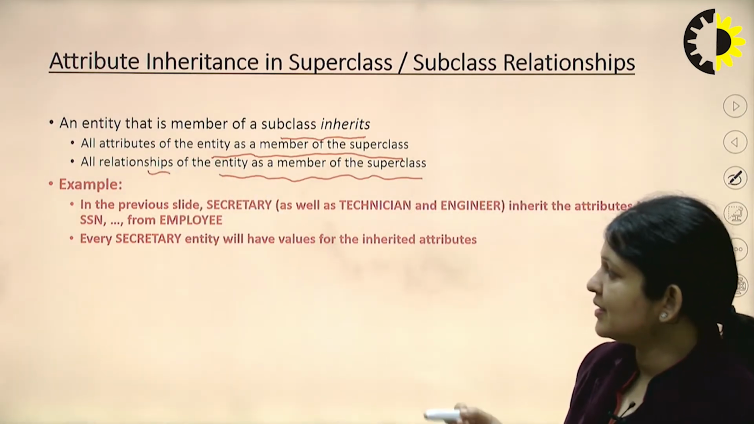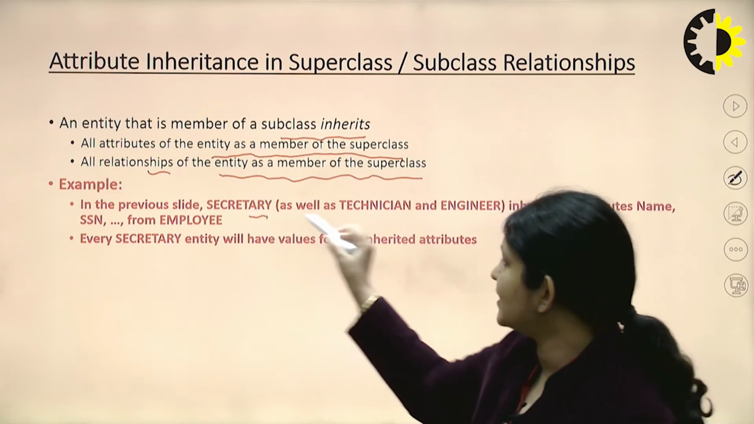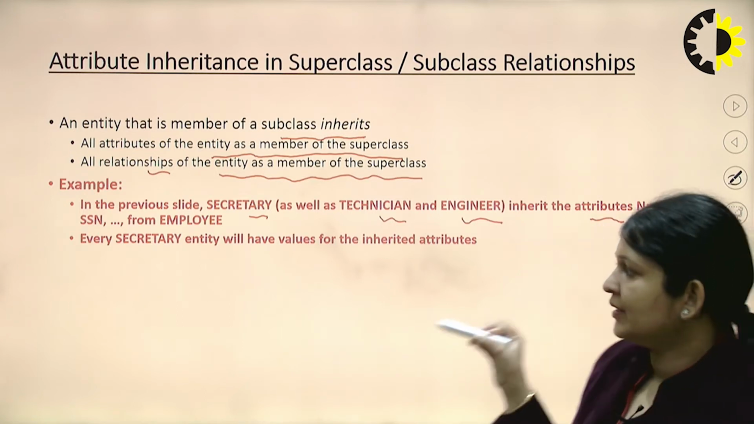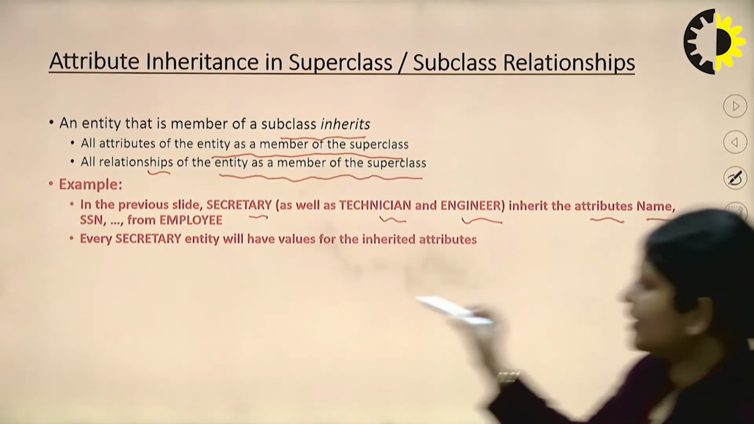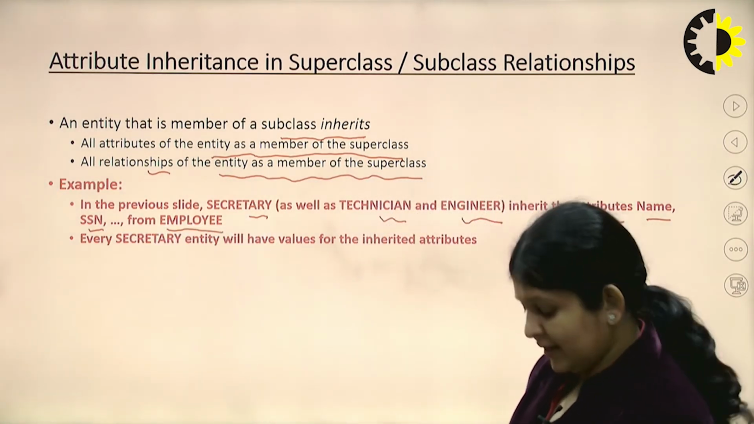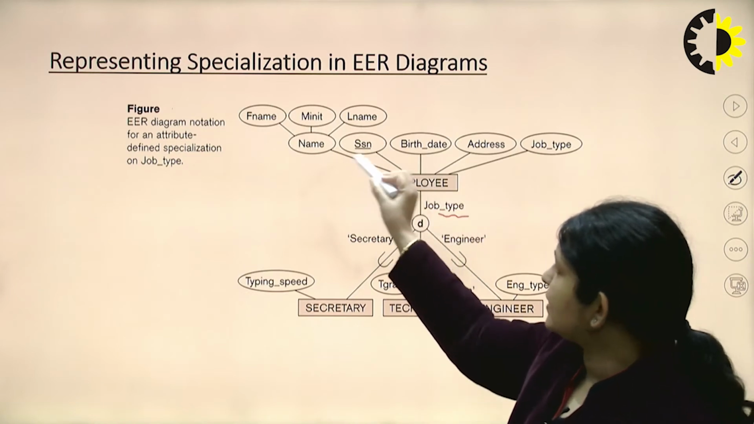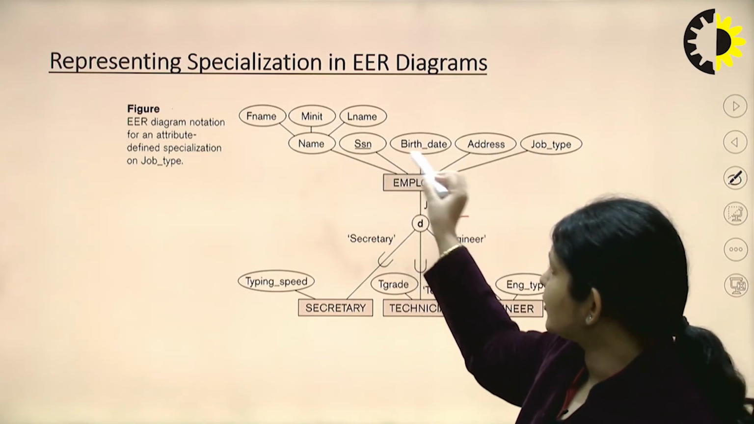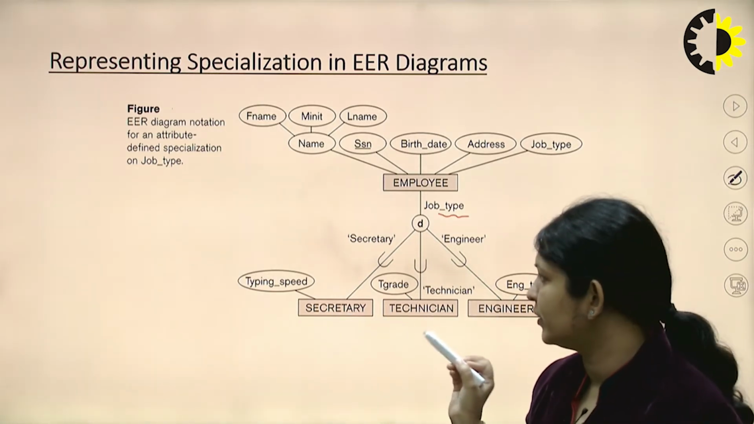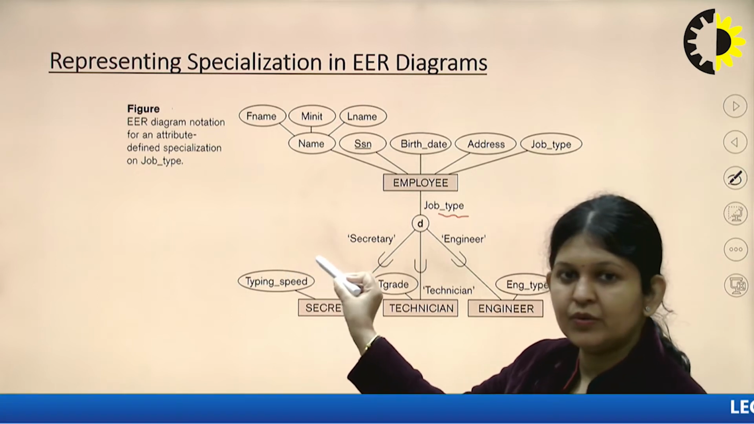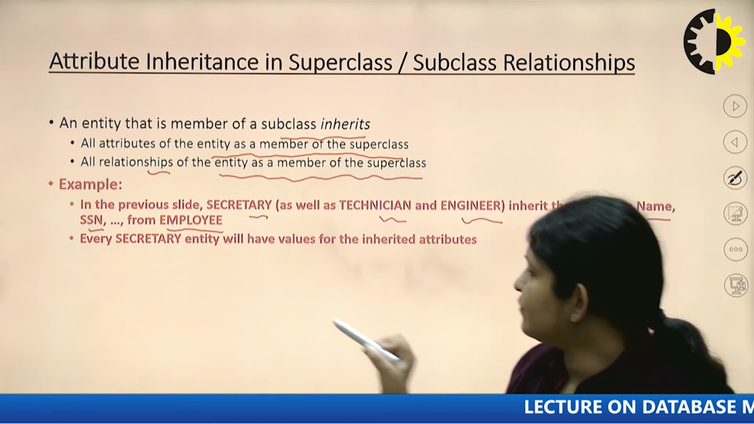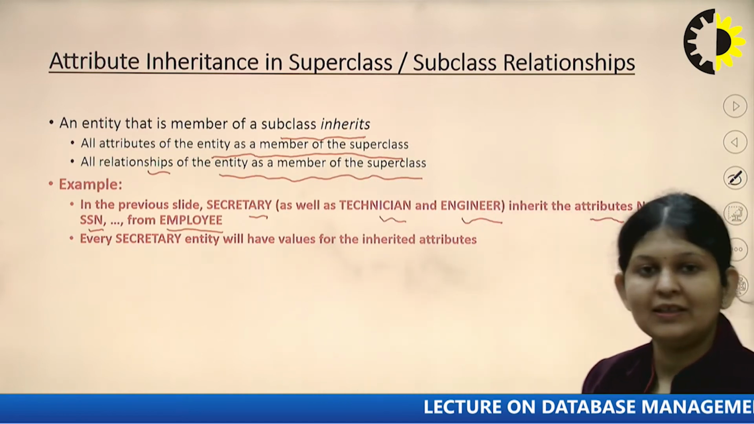So in the example in the previous slide, secretary as well as technician and engineer inherit all the attributes, that is name, SSN, all the attributes from the employee. As we can see, the employee has these particular attributes. So all these attributes would be inherited by the secretary, technician and engineer subclasses also. Along with it, they have their own specialized attributes also. So every secretary entity will have values for the inherited attributes.